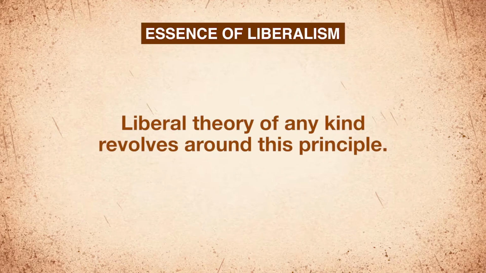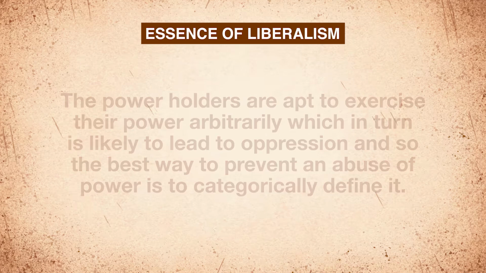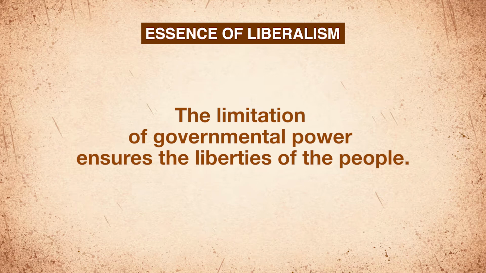Liberal theory of any kind revolves around the principle that governmental authority needs to be defined and curtailed, because the moment authority of the government is defined, it means that the space for individual freedom is secure. The power holders are apt to exercise their power arbitrarily, which in turn can lead to oppression, and so the best way to prevent an abuse of power is to define it. The limitation of governmental power ensures the liberties of the people.